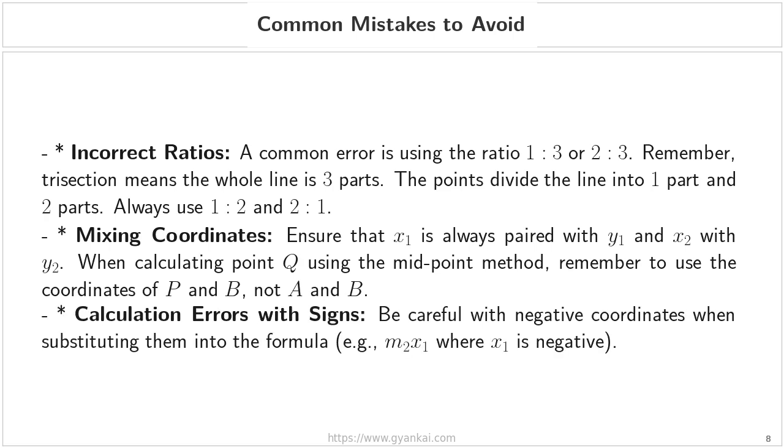Finally, watch out for calculation errors involving negative signs. This is where many marks are lost. When you are substituting values into the formula, especially when multiplying a ratio value by a negative coordinate, such as m2 times x1 where x1 is a negative number, be extremely careful. A simple slip with a minus sign will change your entire result.